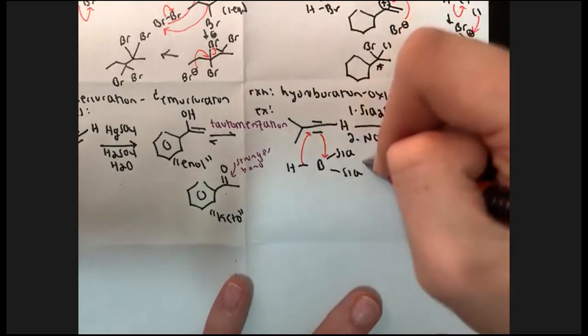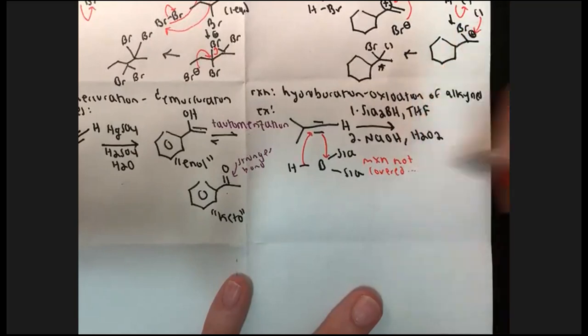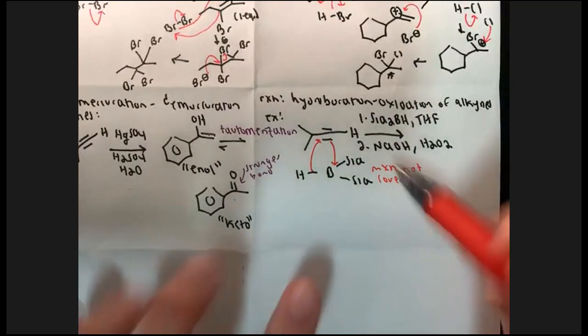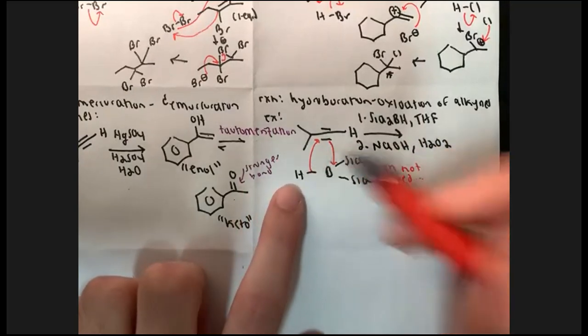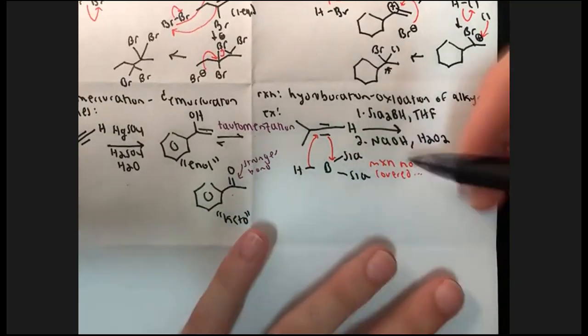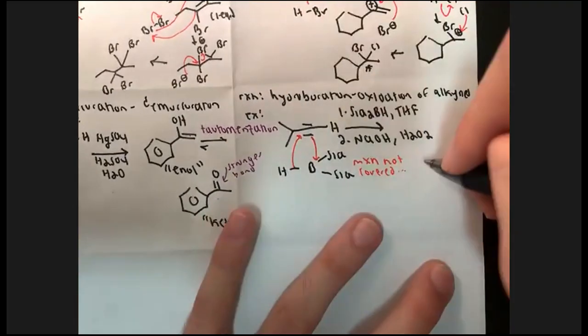Mechanism not covered, sorry, I'm getting ahead of myself. Mechanism not covered, but you can rationalize how the boron side is going to line up on the sterically unhindered side, and the H is going to be on the more sterically hindered side, and then OH is just going to come and replace it. So essentially, you're forming an enol on the less sterically hindered side.